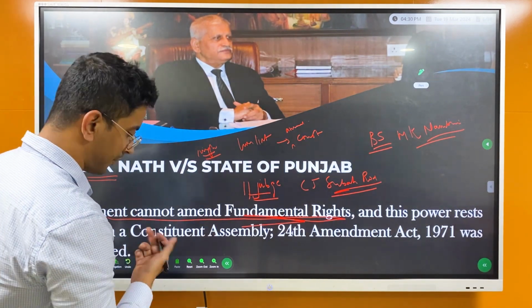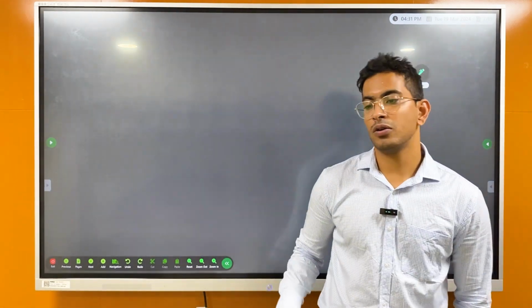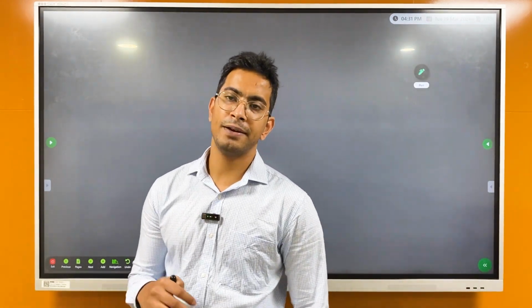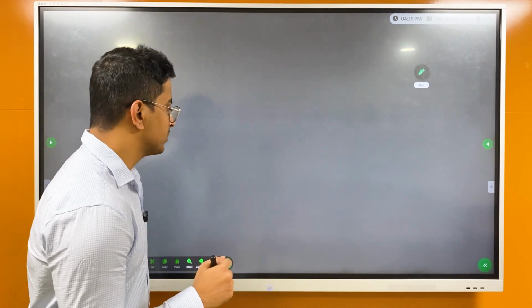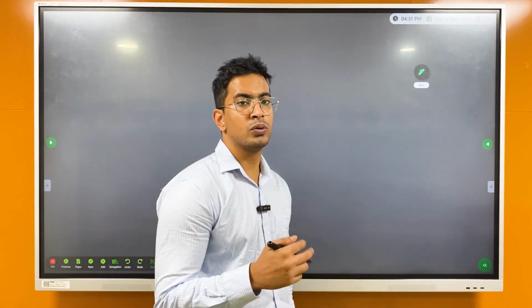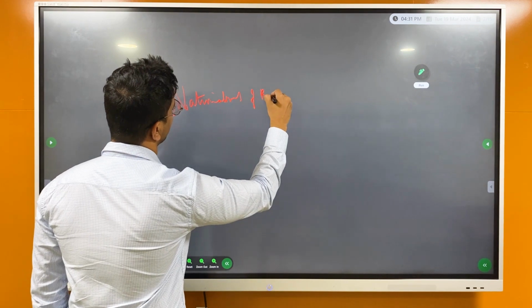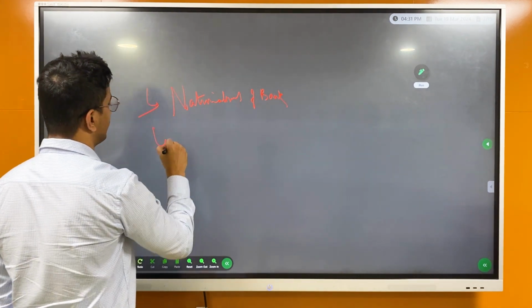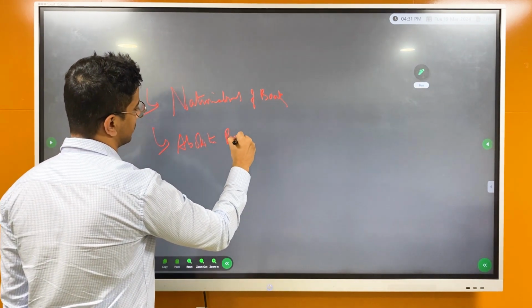So what happened next? Because of this judgment, Congress suffered huge losses, and there were many states where Congress lost. It had to do something to recreate parliamentary supremacy. So it brought in two changes now. The first one was nationalization of banks, and the second one was abolition of privy purses.